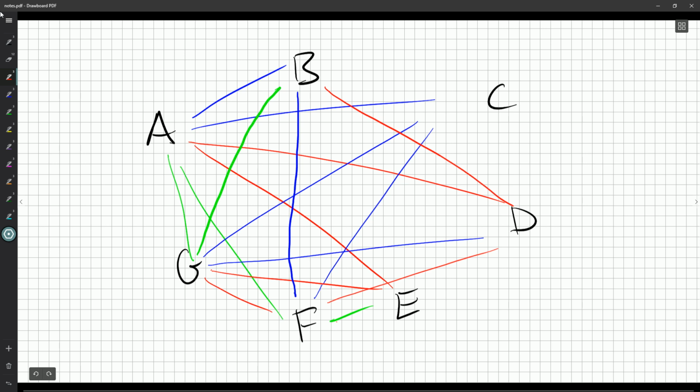DF is red, but BF is blue. BG is green, and AB is blue, so those are fine. And we could put one over here to C, and then make BE green. So that's not going to cause a problem with BF, or BG, or BA. So it looks like we're happy.